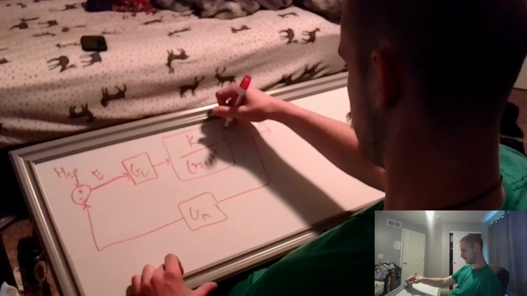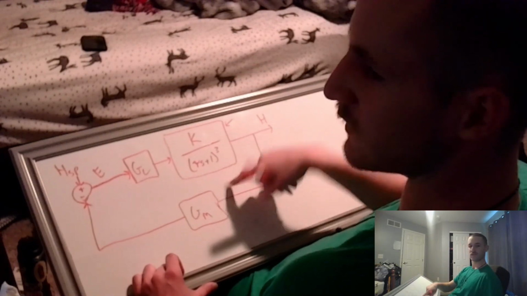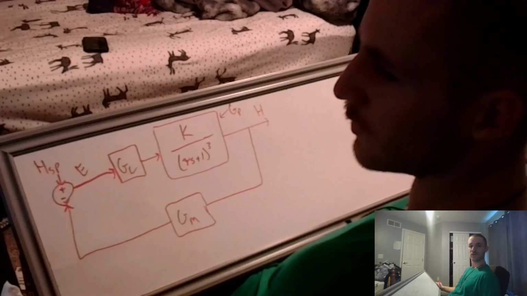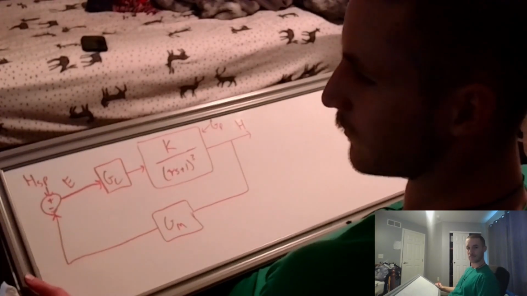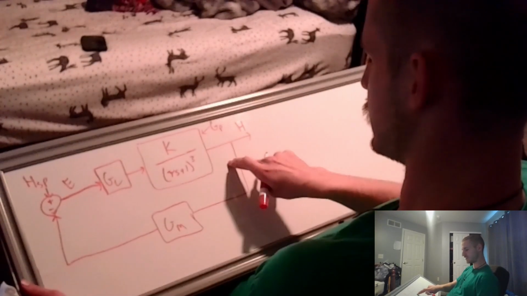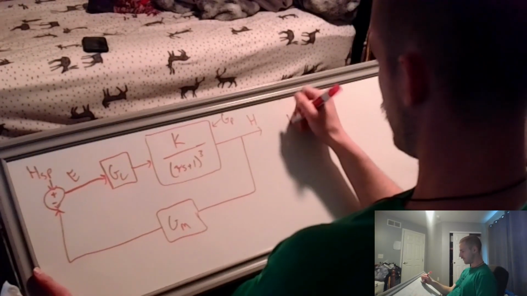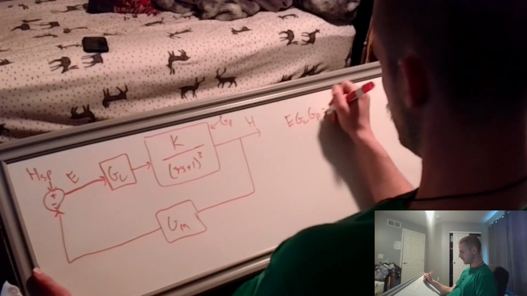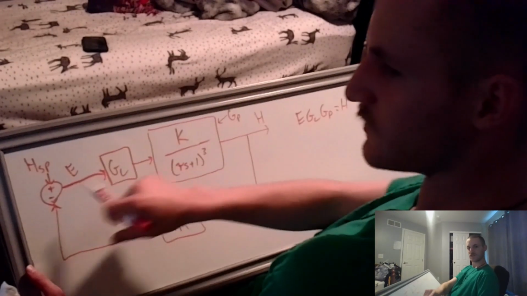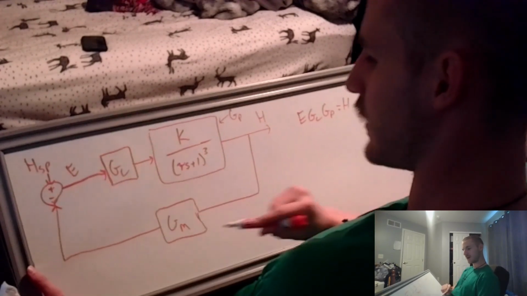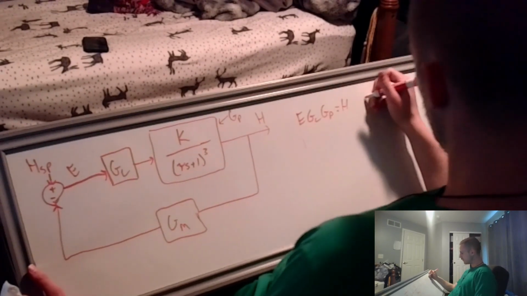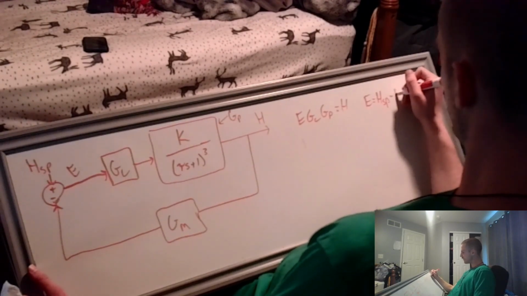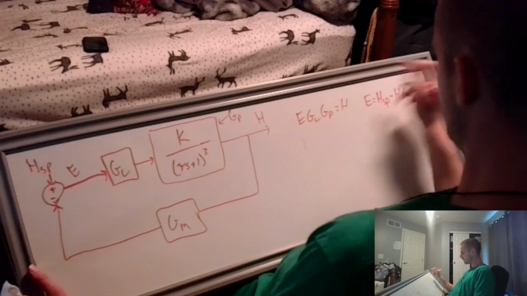Now, this k over (tau s plus 1) cubed, I'm just going to write in as GP, and then we are going to do an analysis of this block diagram. Coming across the top, we have our error times GC times GP equals our height. That's just multiplying across. Our error equals our set point minus our height times GM.